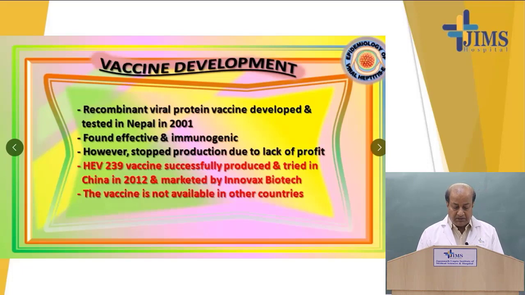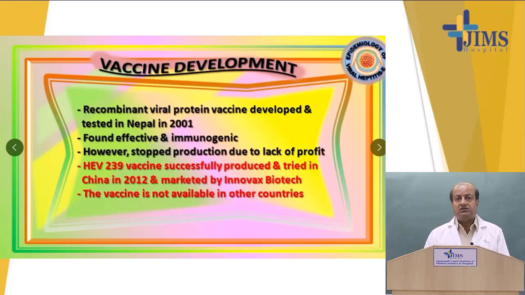Vaccine development. A recombinant viral protein vaccine was developed in 2001 in Nepal, and it was tested and found to be effective and immunogenic. The vaccine was started on production and utilization. However, the production was stopped because of low profitability and lack of market in the industrialized countries, especially in North America and West European countries.